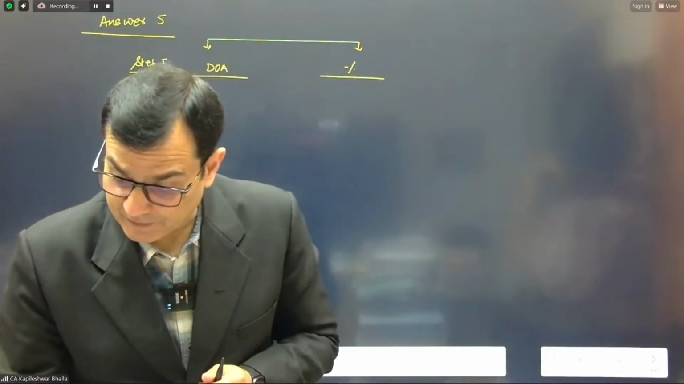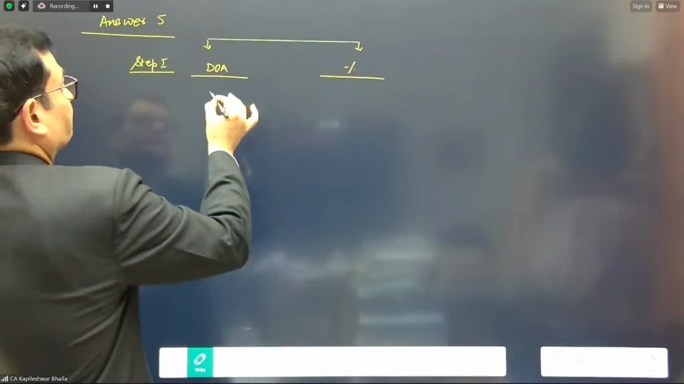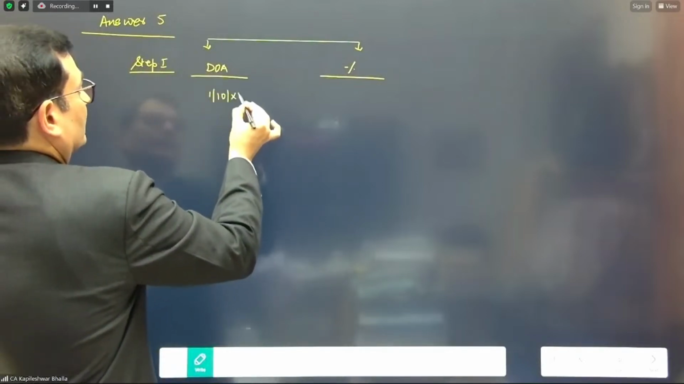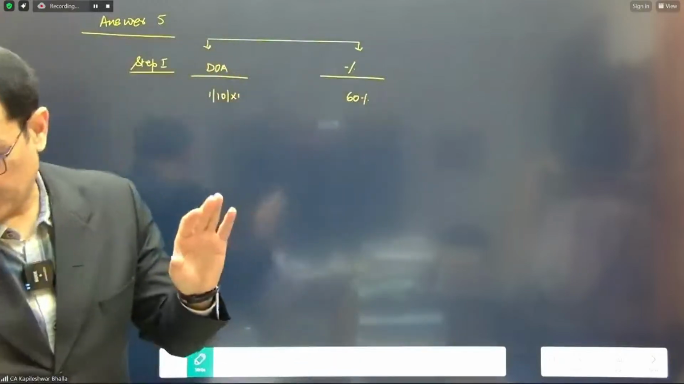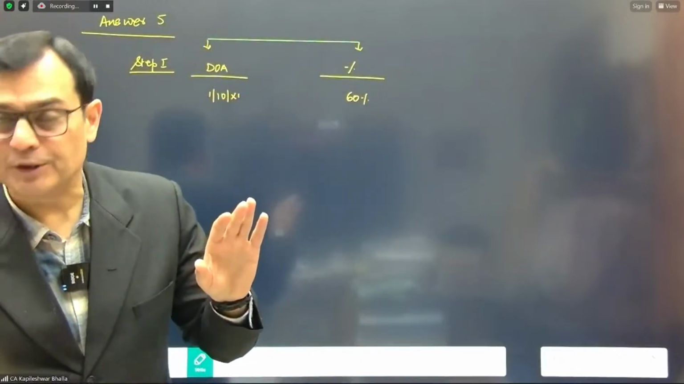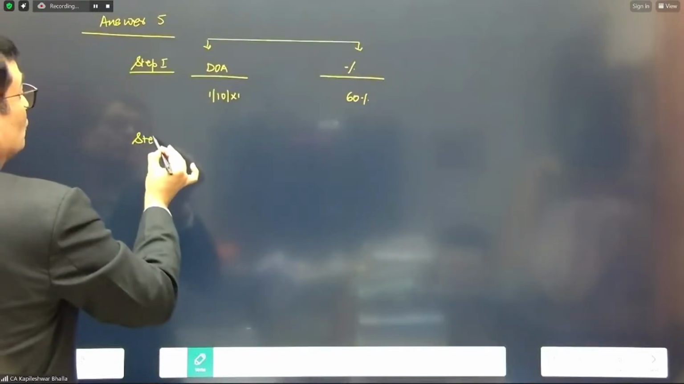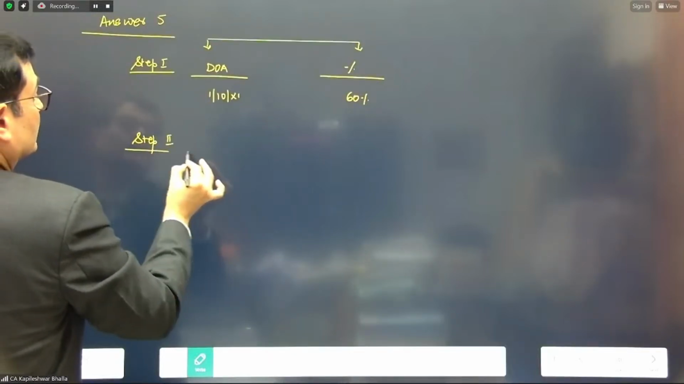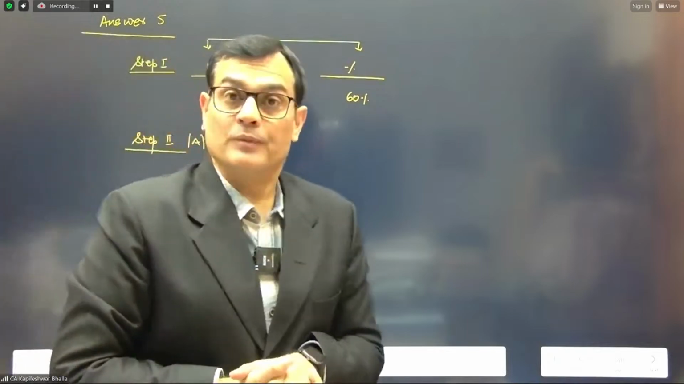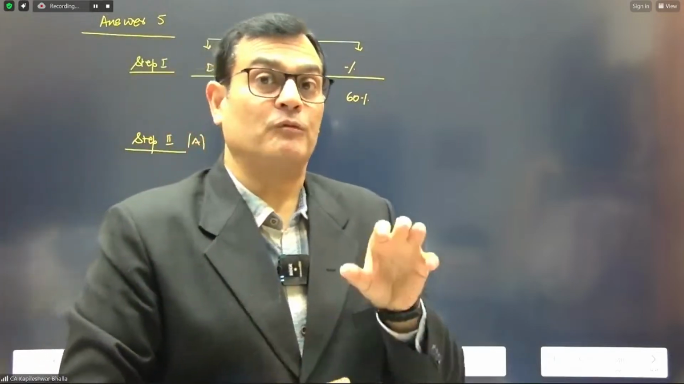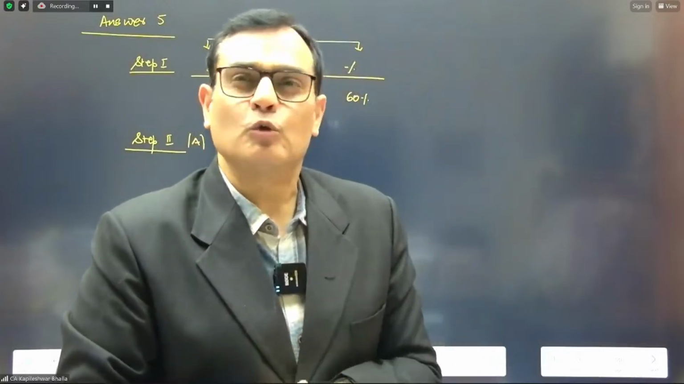The date of acquisition is given clearly as 1st October X1, and the percentage is 60%. So my step number 1 is done. There is no complication in step 1. Now let's go to step number 2. When I go to step number 2, we need to look at the category of the question. We know that this is a question which involves making a balance sheet later. So we need to do 2 steps.